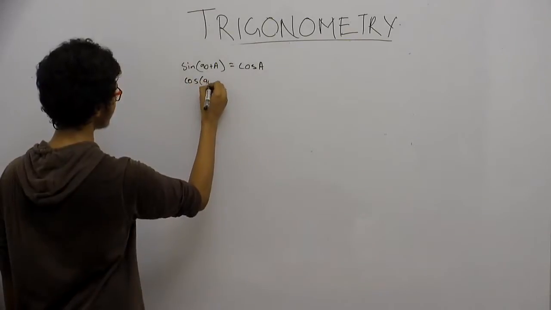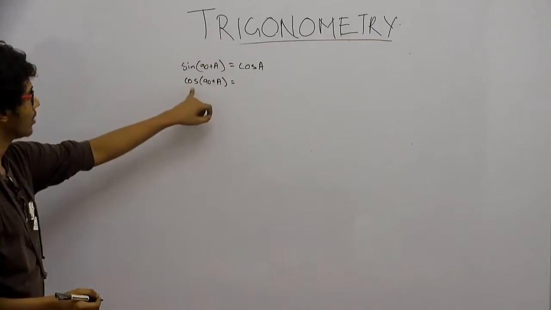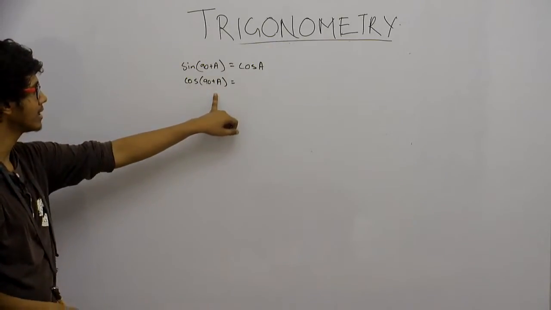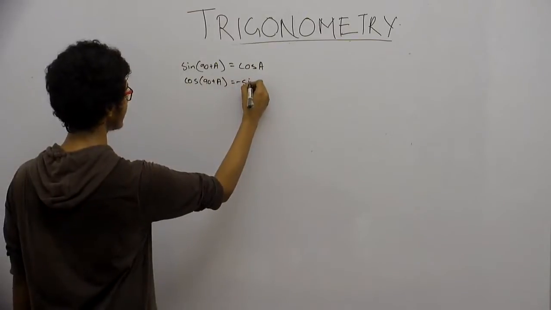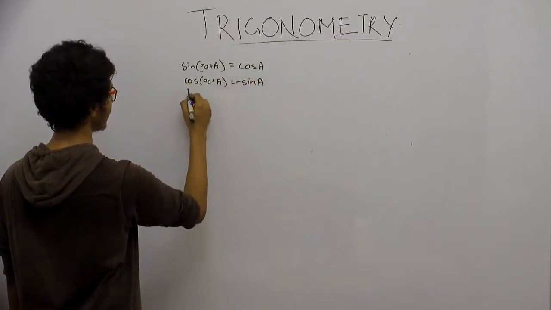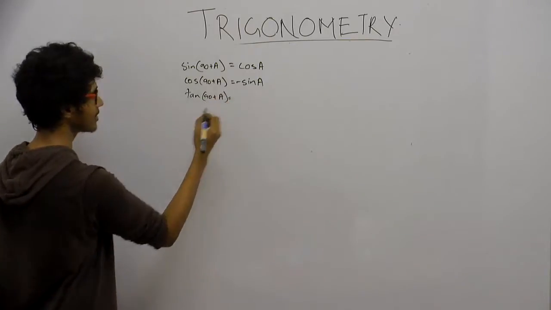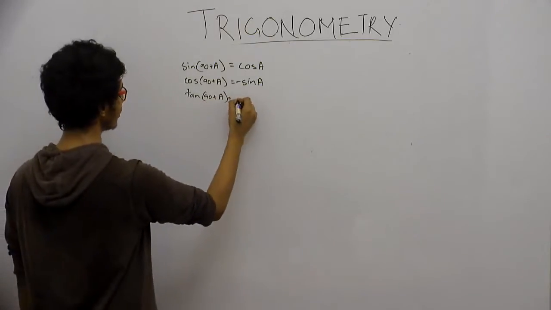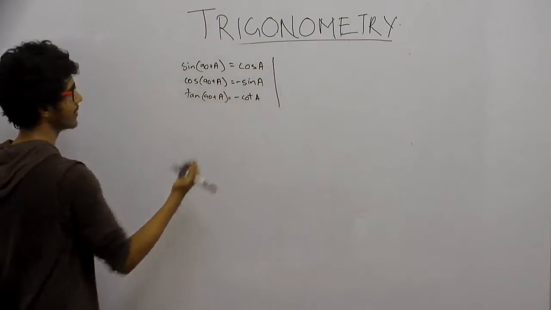Similarly, cos 90 plus a. Since it is cos, it goes into the second quadrant, but since cos is negative there, this will be minus sine a. Tan again 90 plus a: tan goes into the second quadrant, it becomes negative. It will be minus cot a. Similarly for the reciprocals.